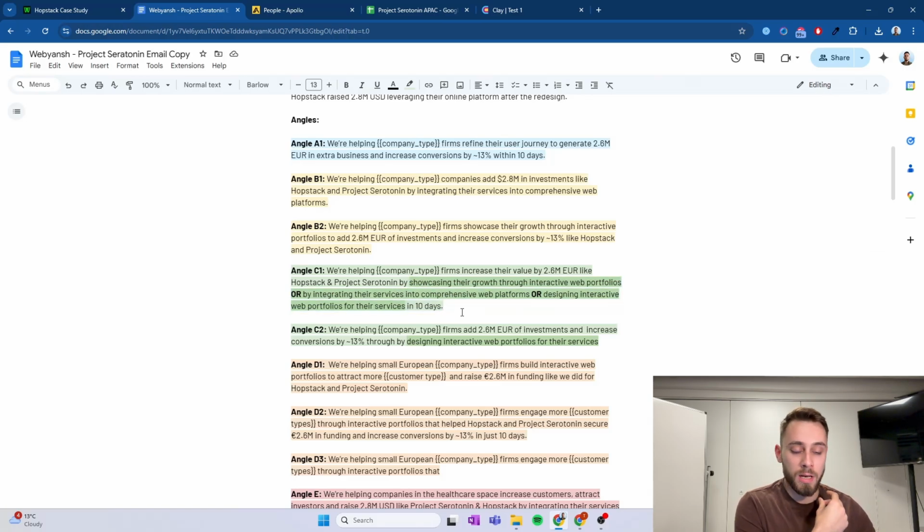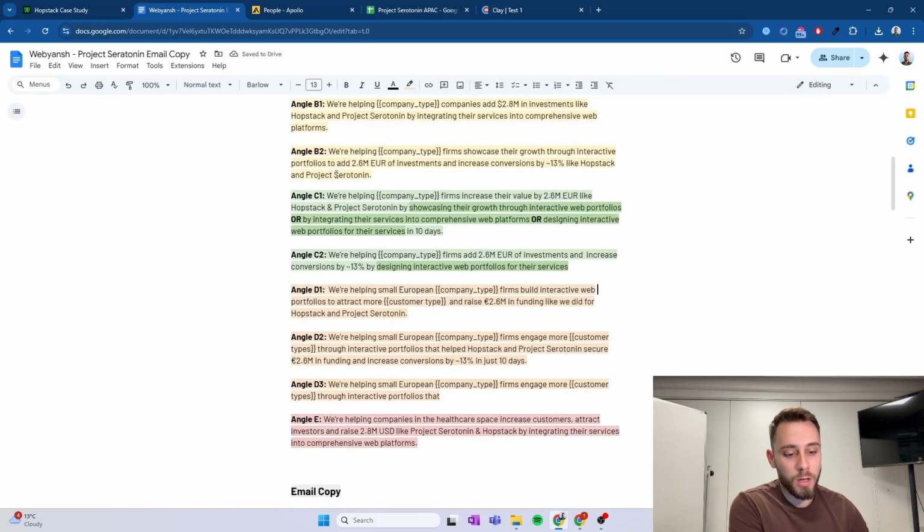So what we've done in this angle is we're actually just testing out the mechanism, which is very important if you're pitching saturated offers like marketing and software and web dev, for example. You want to have a unique mechanism to be able to stand out from the rest of the sea of unsolicited emails flowing around. So we're helping this specific company type increase their value by X amount by using this mechanism, and this is where we're split testing the mechanism. Then you can also split test the shorter type of the angle, which is we're helping company type firms add 2.6 million euros of investments and increase conversions by 13% by designing interactive web portfolios for their services.